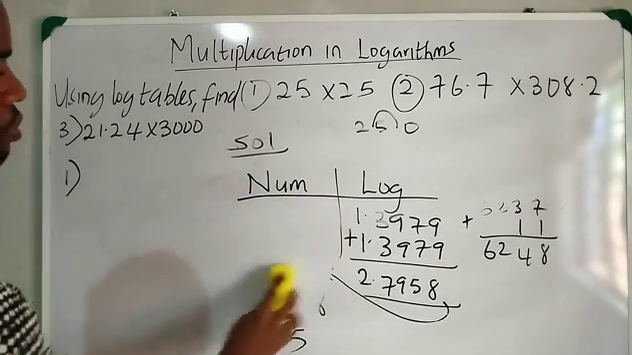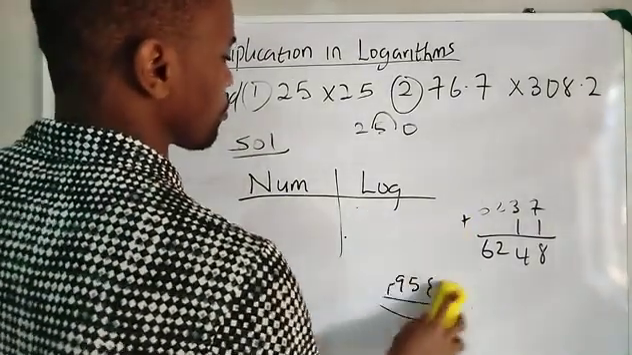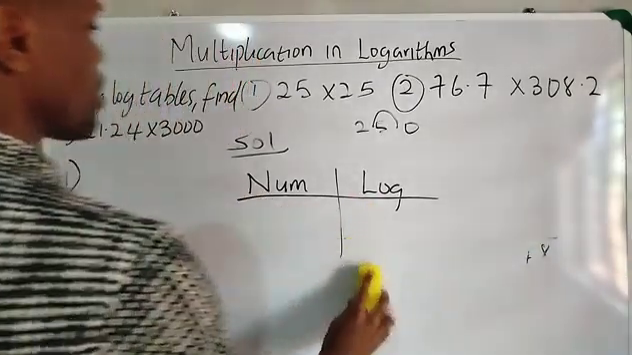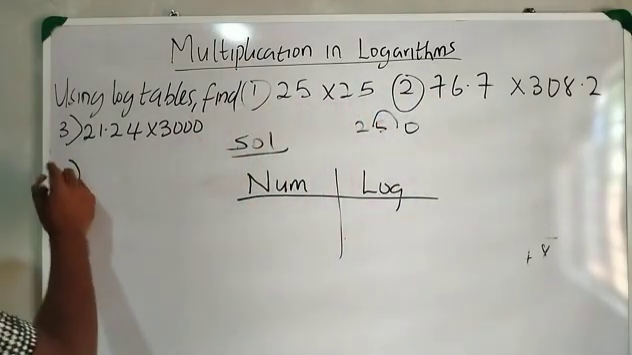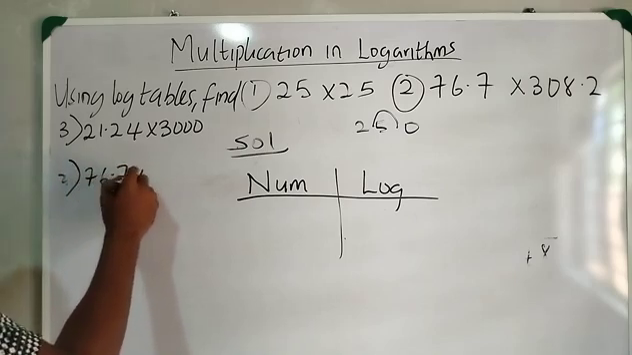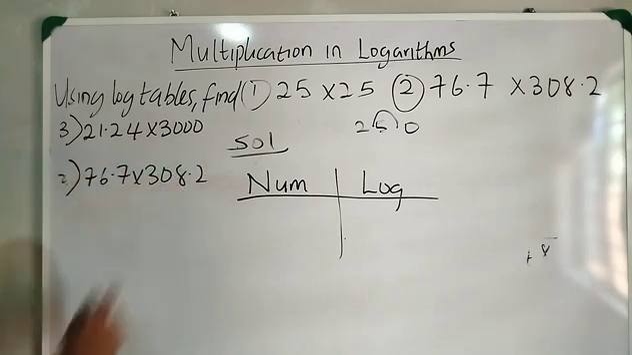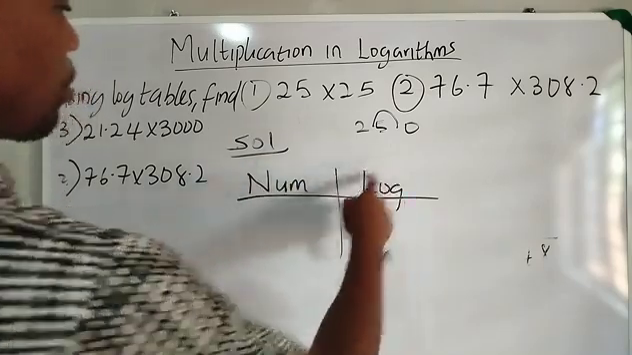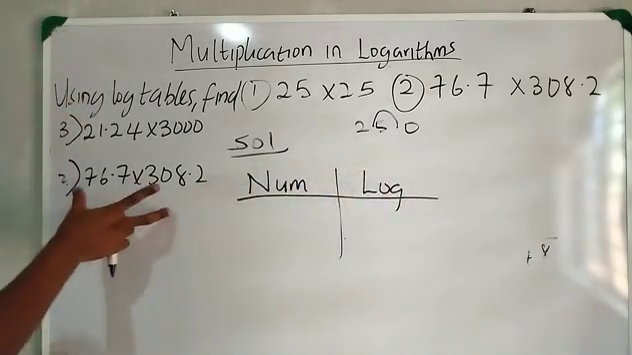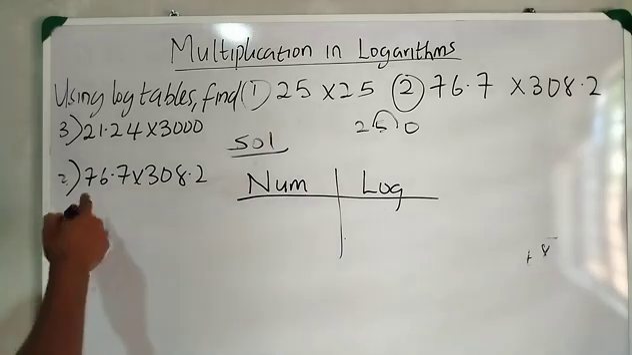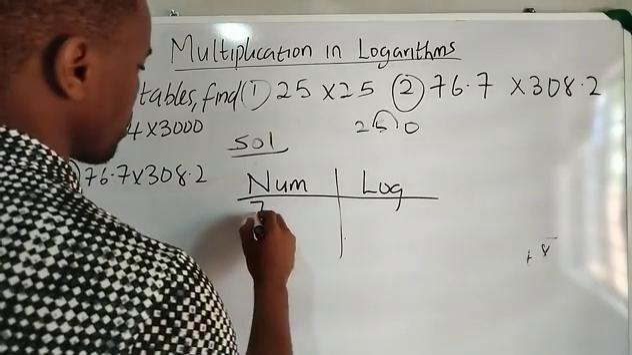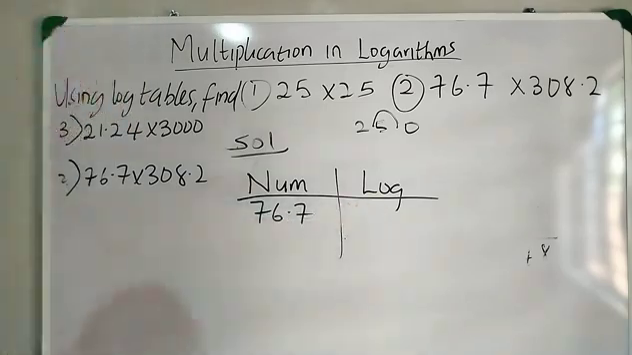So I'm going to leave this table because we still need it. Now, for this next example, we are going to use logarithm tables to solve for 76.7 times 308.2. Alright, so as I said, the first step is to draw this table, number and logarithms. The next step is to start filling in the number section one by one, as well as the logarithms. So 76.7, I'm going to write it, 76.7. Under logarithm means find the logarithm of 76.7.